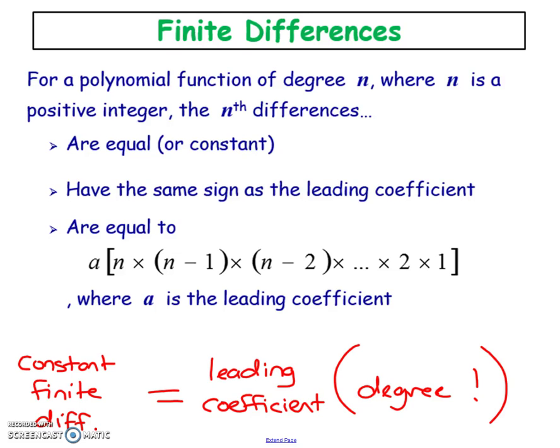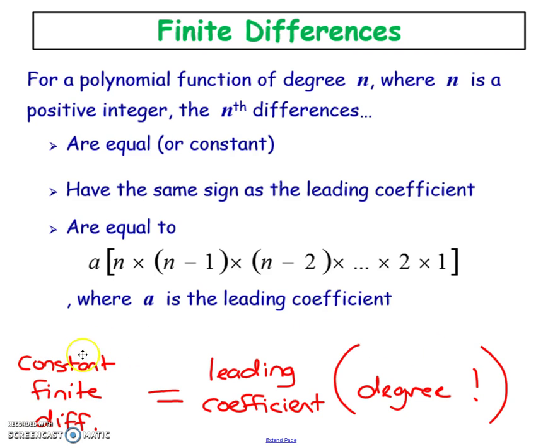So here's something that's a little bit of an extra for 1.2. In 1.2 we talked about characteristics of polynomial functions, and this is basically a formula that we can use to help us figure out, say, a constant finite difference, a leading coefficient, or the degree of a polynomial. Okay, so what exactly are all these?